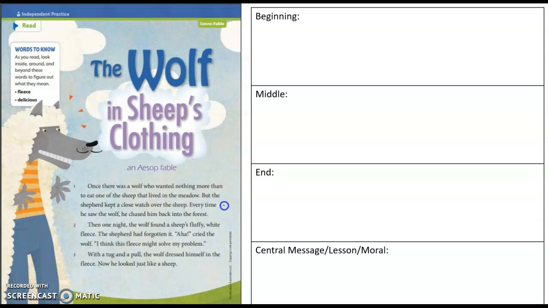So first of all, who is our character? Yeah, we have the wolf as our character. Now, the wolf has a problem. What is his problem? He wants to eat one of those sheep that live in the meadow. So at the beginning of the story, our problem is the wolf wants to eat one of the sheep in the meadow.